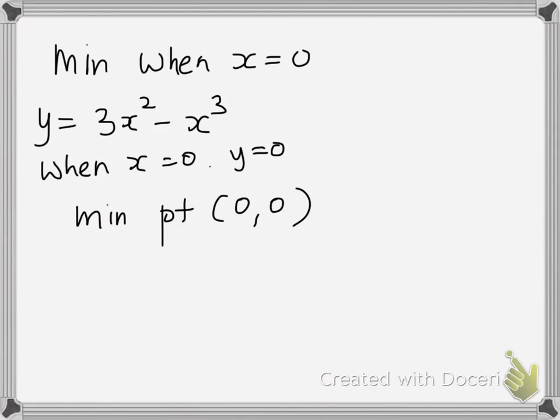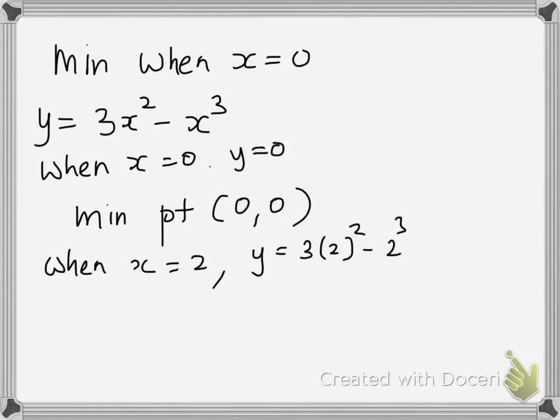What is the other one? The other one is when x equals 2. So y equals 3 times 2 squared minus 2 cubed, which is 4. This is the maximum, as we worked out earlier. So the maximum point is (2, 4).